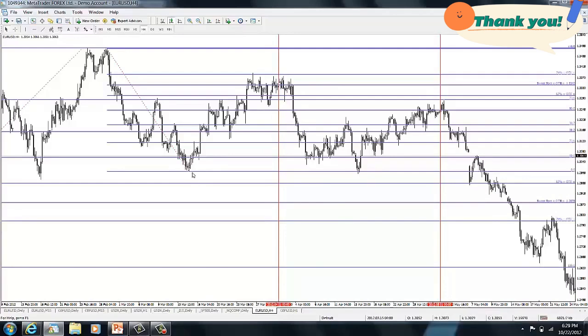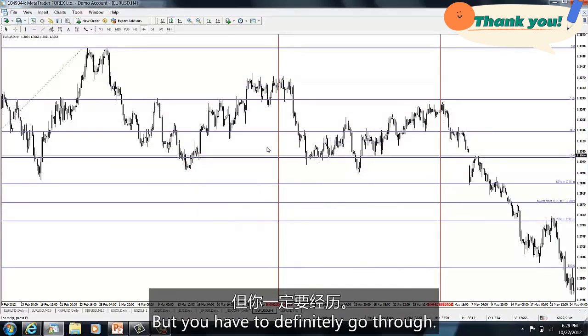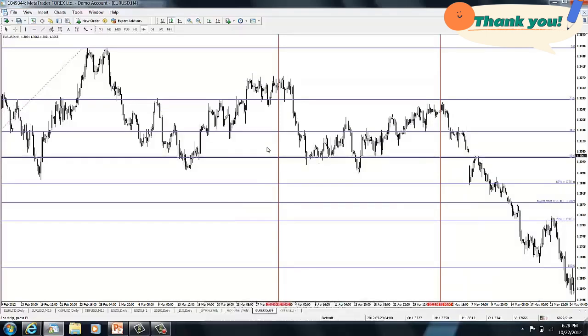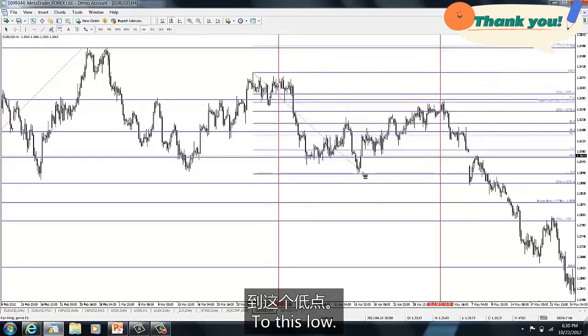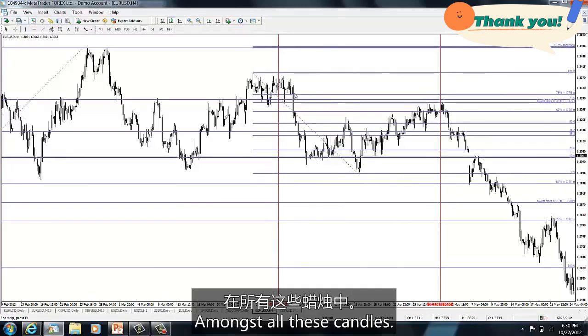See, this is why you have to understand how price can be fractal. It's not a hard concept to learn if you spend some time with it, but you have to definitely go through higher time frame charts and start breaking them down and looking at specific turning points. The absolute seasonal month that we're highlighting here is if you look at the high here to this low, and the reason why I'm pulling this is because these are the highest high amongst all these candles, and this is the lowest low amongst all these candles.